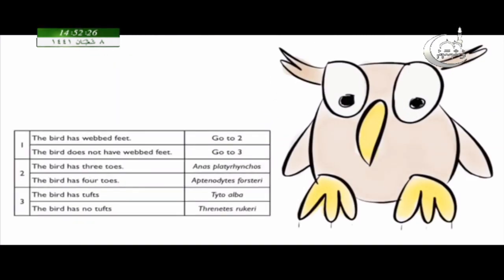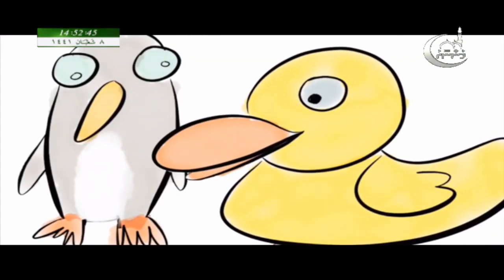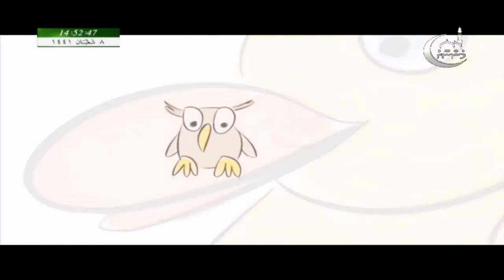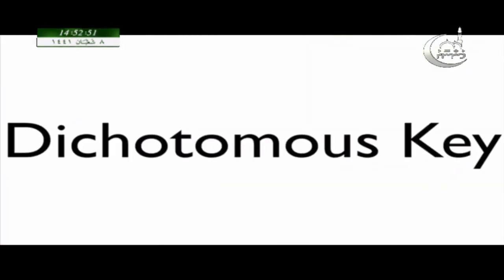Lastly, an owl. Always start at number 1 on the dichotomous key and look at the features of the organism you're trying to identify. Our bird has tufts. This is its scientific name. Dichotomous keys, charts that scientists use to figure out the scientific name of organisms or to help identify footprints. Dichotomous keys.